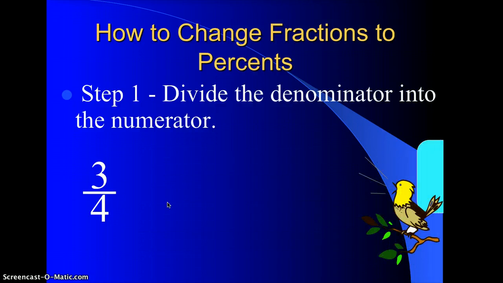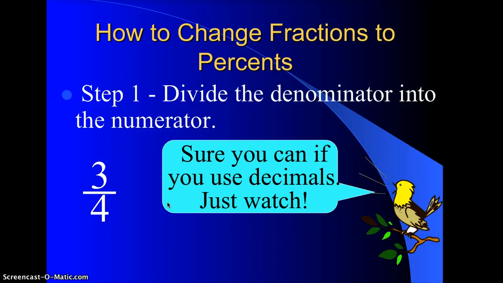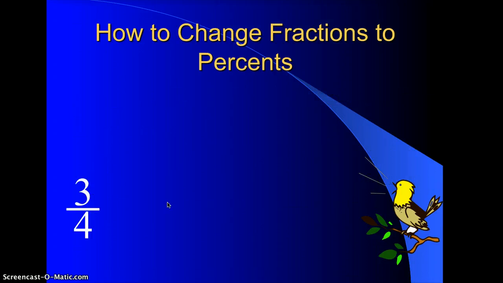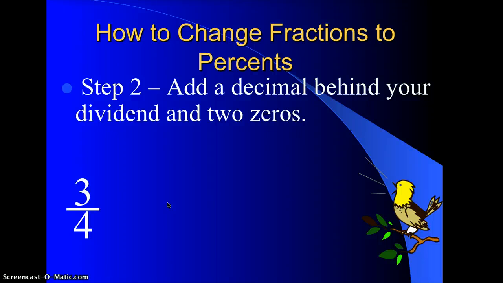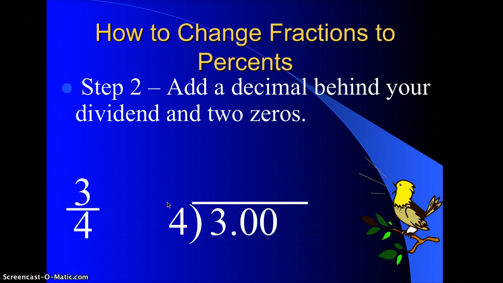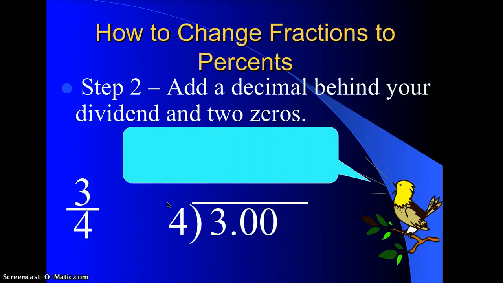So remember, we have that trick we talked about, that you can use decimals. So here we go. You're going to add a decimal behind your dividend and 2 zeros. Remember, you can add as many zeros back there as you need, but 2 zeros per percent usually works out. Sometimes you might have to add a third so you can round it off. All right, so now you just do long division.